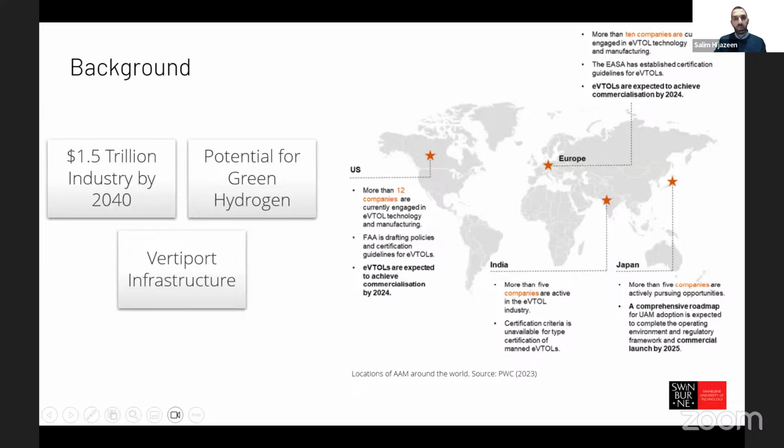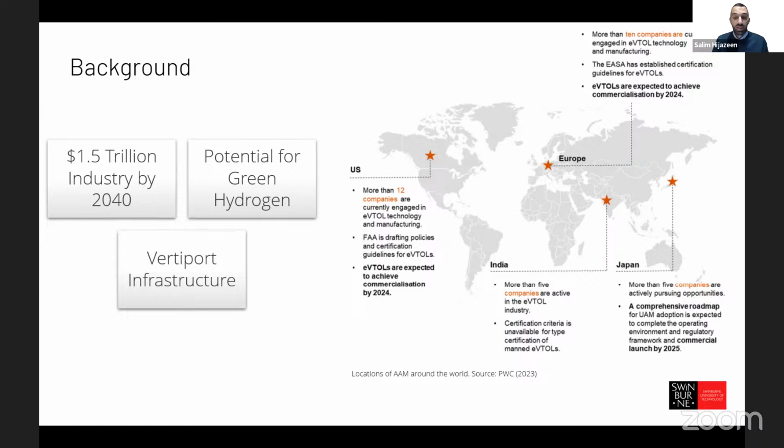And here's just a quick summary of a bit of the background. By 2040, in the next just over a decade and a half, we should see the industry at $1.5 trillion, and that's US dollars. And the potential for green hydrogen, as I mentioned, the only challenge at the moment is to produce green hydrogen, the whole supply chain needs to be green or else it defeats the purpose. So we need to ensure that the whole supply chain is green, along with how do we store it safely.